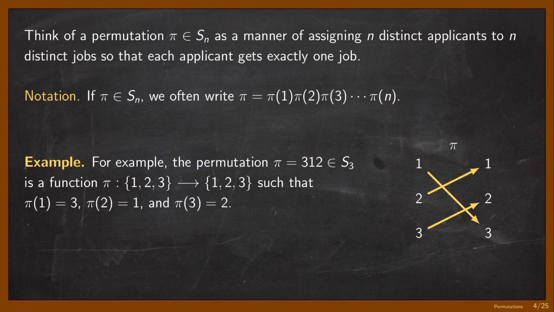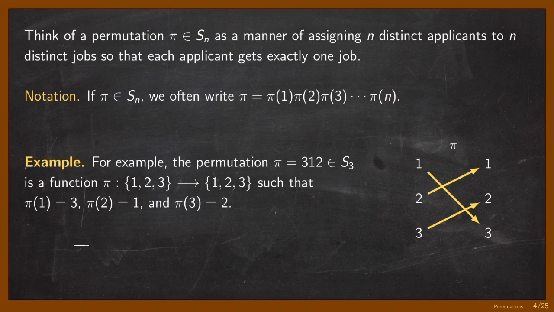We now ask, given a positive integer n, how many permutations are there on the set 1, 2, 3, and so on up to n. So, if there are n applicants and n jobs available for these applicants, it is asking how many ways to assign these n applicants to these n jobs so that each applicant gets exactly one job.